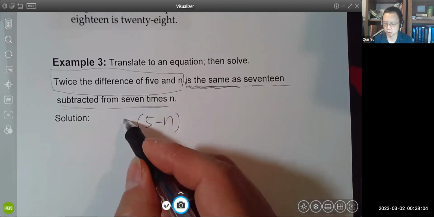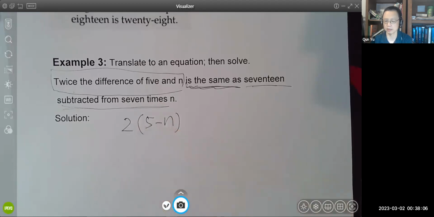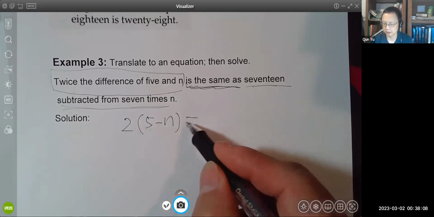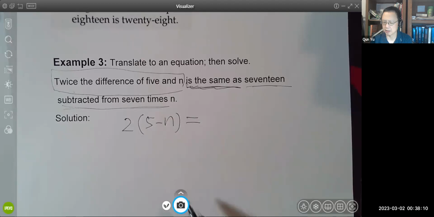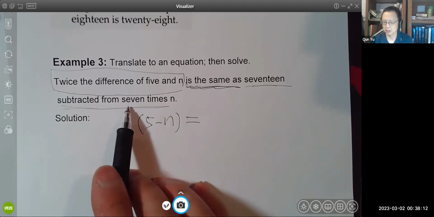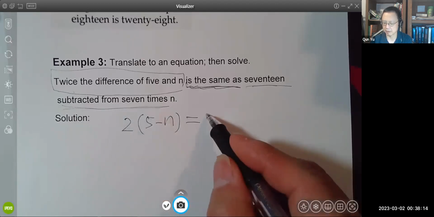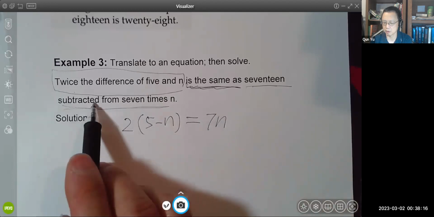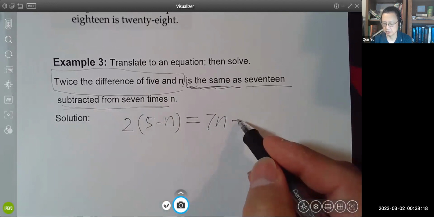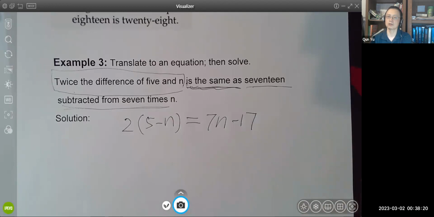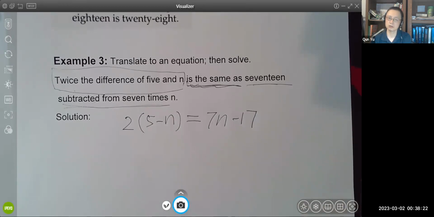So twice of that, twice the difference is the same as 17 subtracted from 7 times n, 7 times n, and 17 subtracted from it. So this is the translation. So this translation has to be correct. Otherwise, the whole thing is wrong. You don't need to solve it, right?